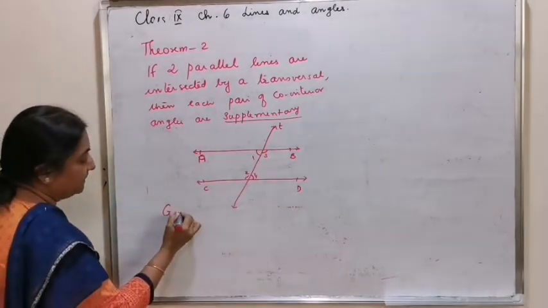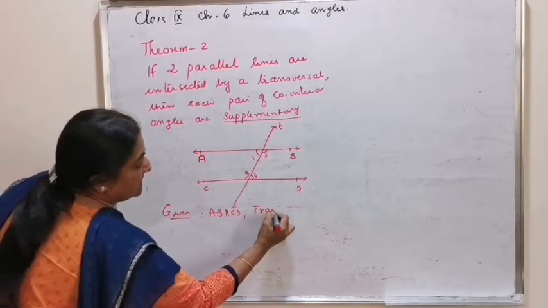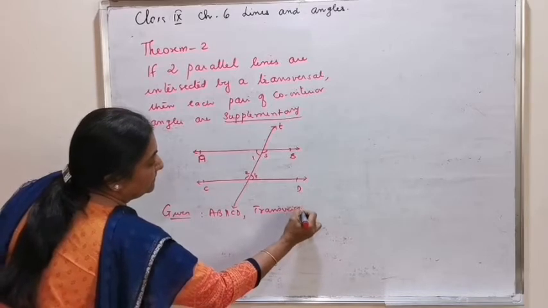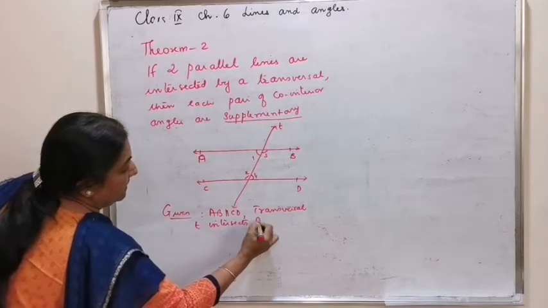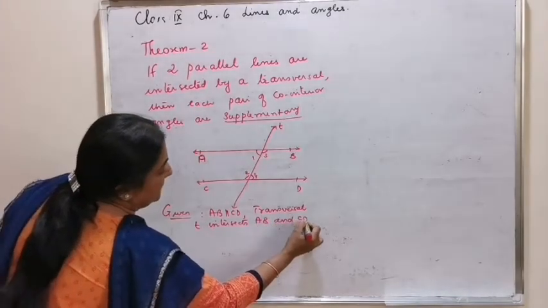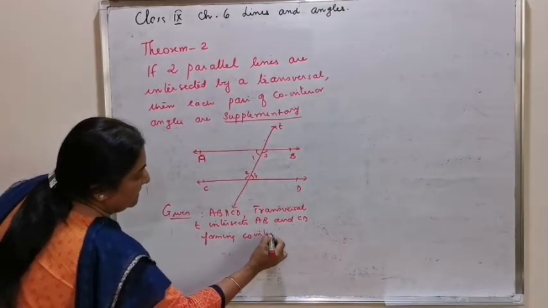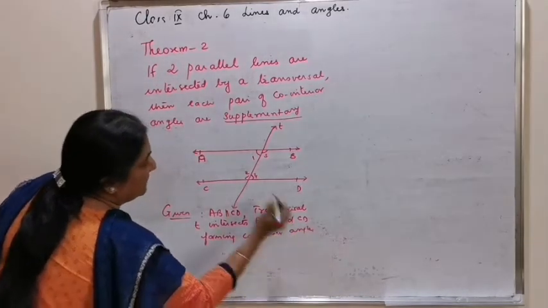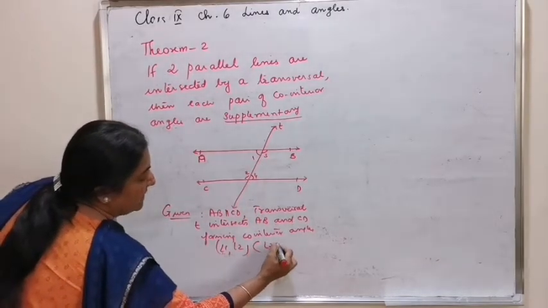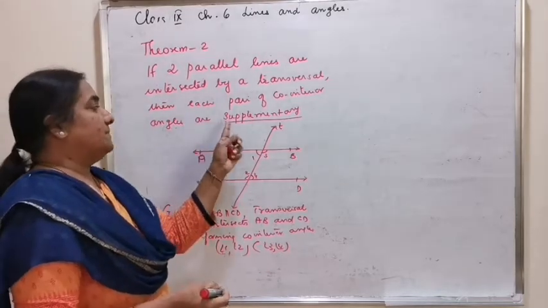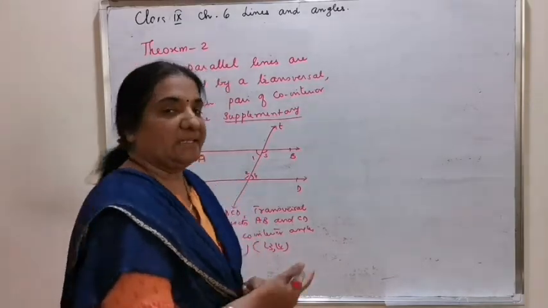So given AB parallel to CD, transversal T intersects AB and CD, forming co-interior angles. The first pair 1 and 2 and the second pair 3 and 4. So according to the theorem, the co-interior angles are supplementary. That means their total is 180 degrees.